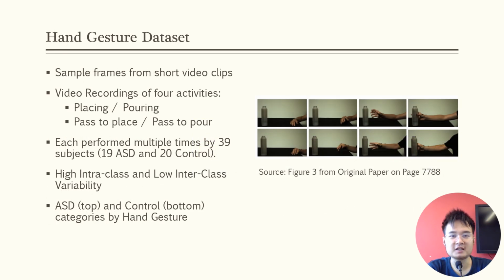The first dataset is the hand gesture dataset. These videos record the kids' 4 activities, which include placing, pouring, pass to place, and pass to pour. It contains 19 autism spectrum disorder kids and 20 control group kids. It has high intraclass and low interclass variability, which means it is usually difficult to distinguish the difference between two classes visually.